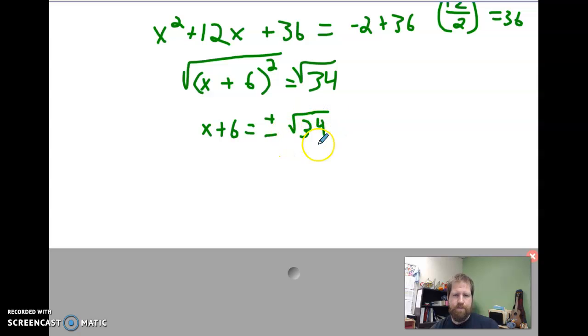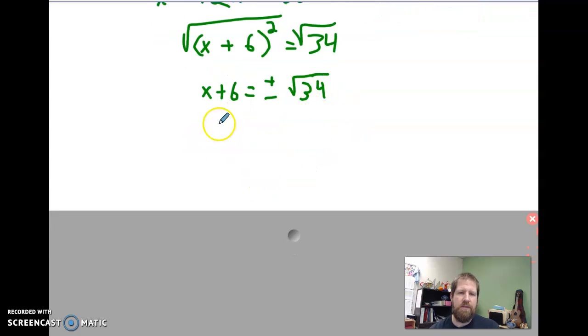And I know that this is not a perfect square, so it is not going to be something that I'm going to evaluate, at least not now. Okay, I'm going to finish the problem for my two cases, all right, and then I will figure out later on what the exact values are, or what the approximate values are. Okay, so subtract 6, subtract 6. I've got x is equal to the positive or negative square root of 34 minus 6.